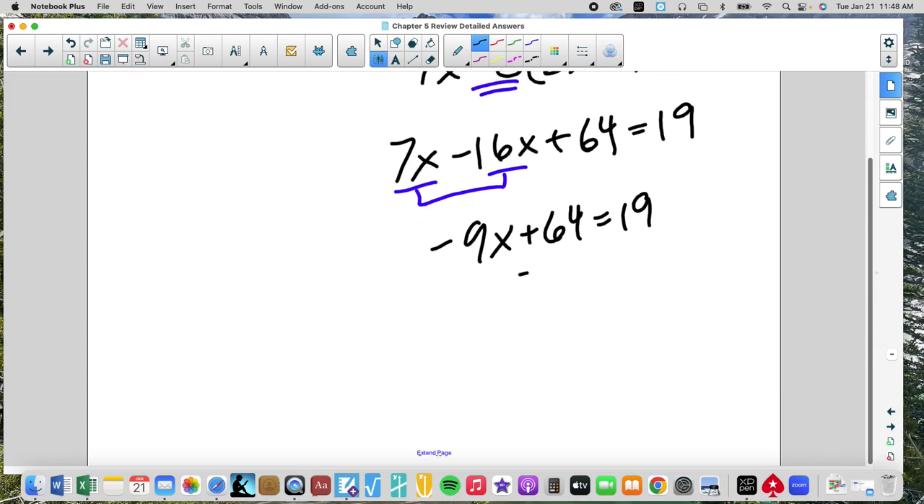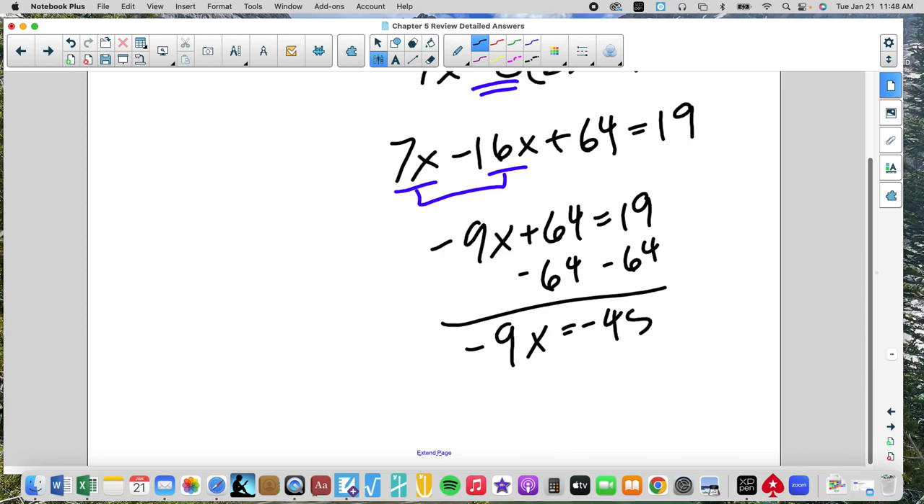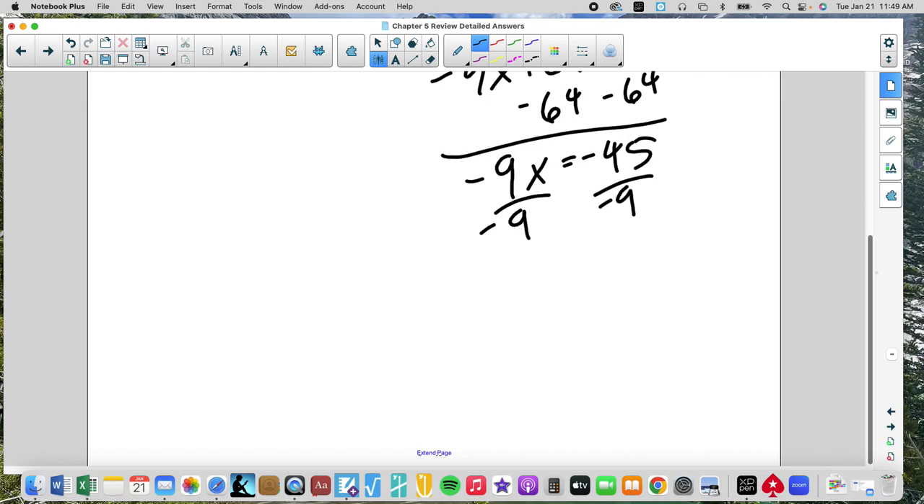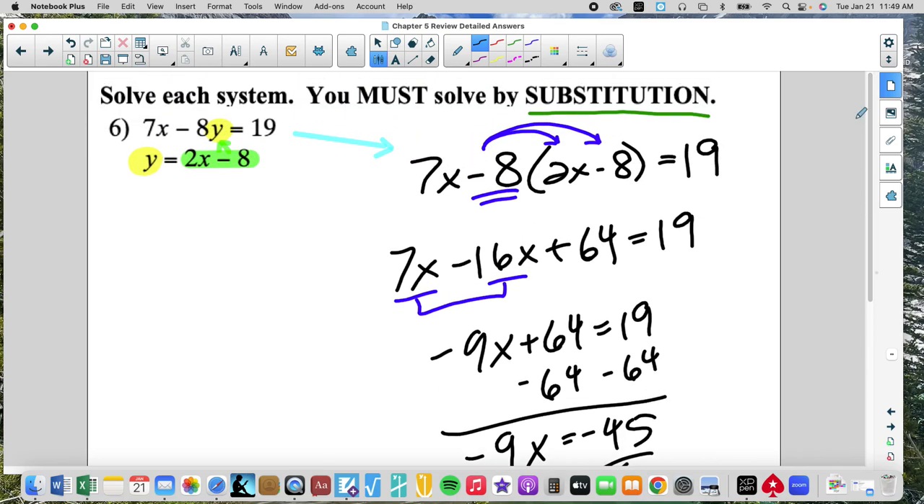Now we have a two-step equation. We're going to get rid of the constants. And that's going to give me 45, negative 45. And we're going to divide both sides by negative 9. And my x value to the solution is 5. So we just found part of the solution. We know the solution is going to be a location. And I know the x part of that location is 5.